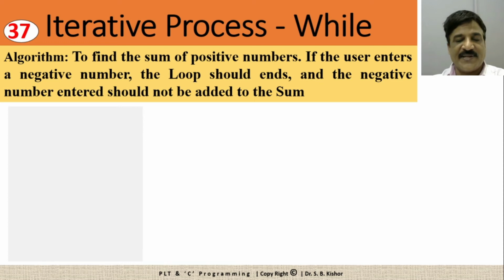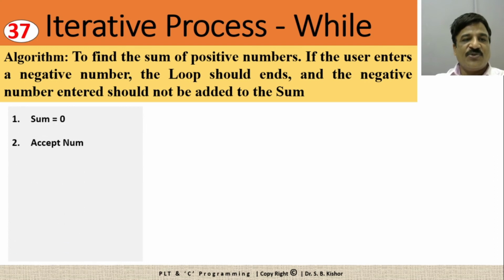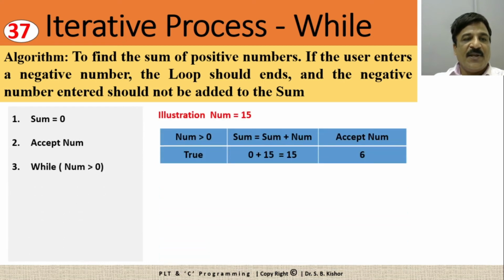Okay, so let's check. Initially assume the value of sum is what? 0. Accept the first number. Assume that the number is non-negative. Okay, so assume in this case the number is 15. Now, is the number greater than 0? Yes, so perform the addition. So 0 plus 15 is what? 15. Now inside the loop again accept a new number.